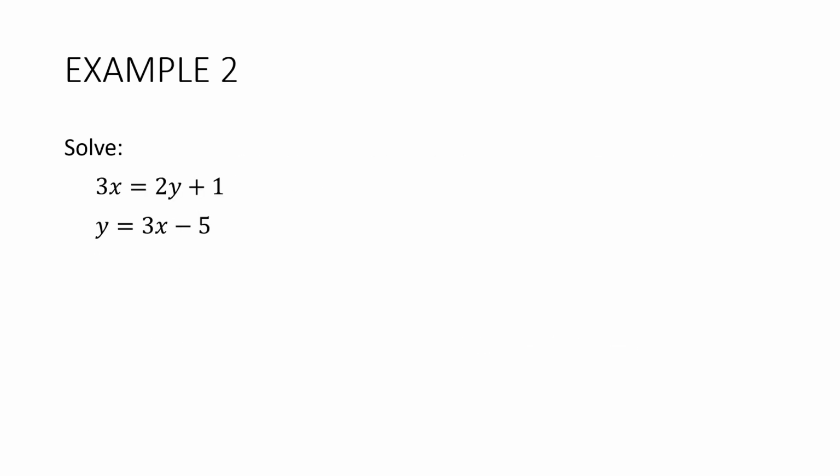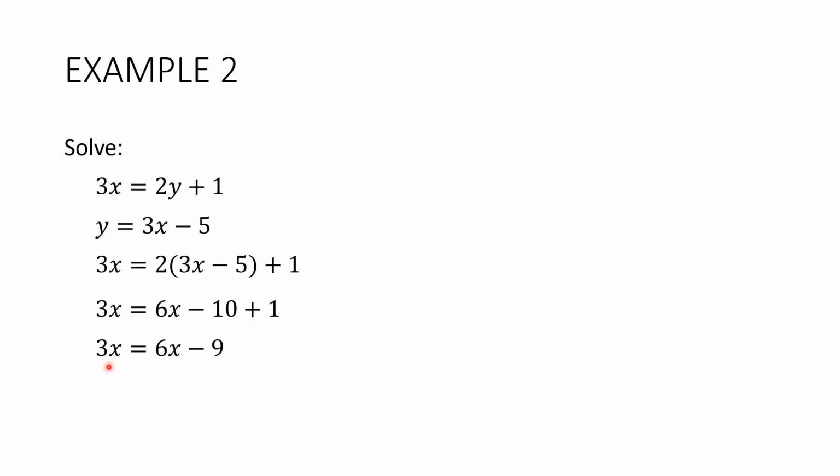So let's do one more pair of linear equations before we move on to nonlinear. 3x equals 2y plus 1, y is equal to 3x, take away 5. All right, we're going to substitute for y, 3x take away 5, and we're going to put it in brackets. Expanding through, we're going to get 6x take away 10. Tidying this up, that's negative 9.